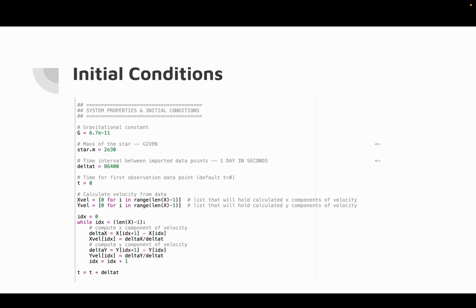Here are the initial conditions for the first Glowscript model. As you can see, there are some given conditions. However, we did have to input the mass of the star, as well as the time, delta t, which is 86,400 seconds.